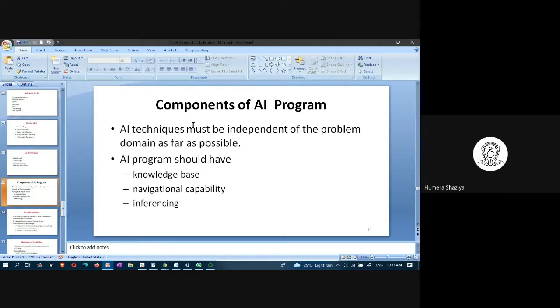What are the components of an AI program? An AI program includes a knowledge base, navigational capability if you are developing a robot, and inferencing, as I told you. If I tell you today it's very cloudy and I am not going to play, what do you infer from these two sentences? That it might rain. How do you infer that? As humans we know that if it is cloudy, it rains. Therefore, inferencing capability must be built into an AI program as well.